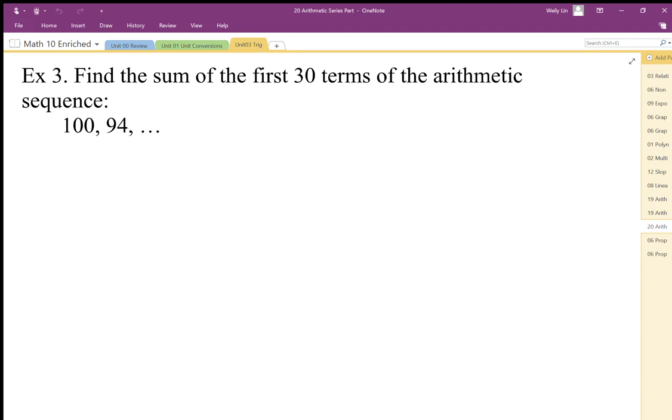To find the sum of the first 30 terms of an arithmetic sequence, we need to know the a value, we need to know the common difference, and we need to know n. So in this case, n is given. The a value, we're starting at 100, and the common difference is going to be minus 6. Our common difference from here to here, d, is equal to minus 6.